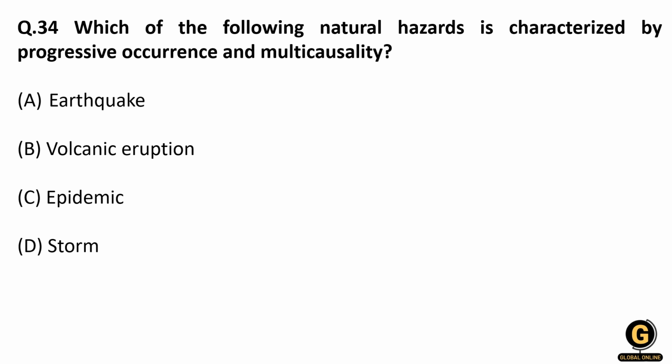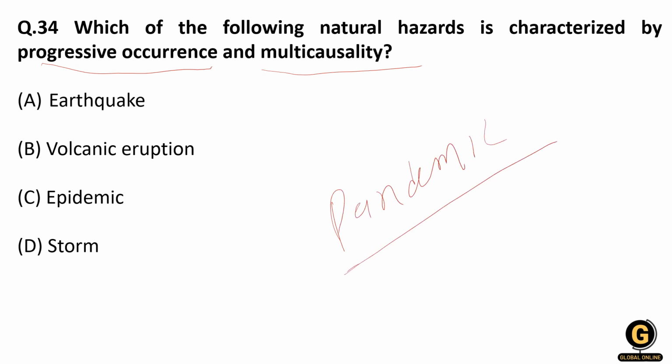Now, which of the following natural hazards is characterized by progressive occurrence and multi casualty? So they have asked which occurs progressively and causes multi casualty. We have just seen the COVID-19 pandemic. So what is a pandemic? A pandemic is when it occurs in different countries at a time, like in China, like in India. It covers all the world, so we call it a pandemic. But when it happens in a particular region, it is called an epidemic.